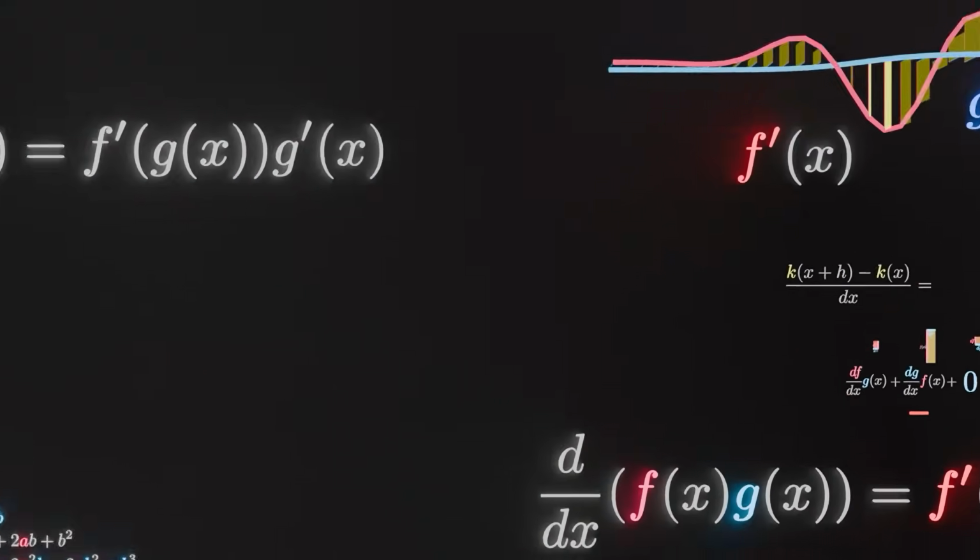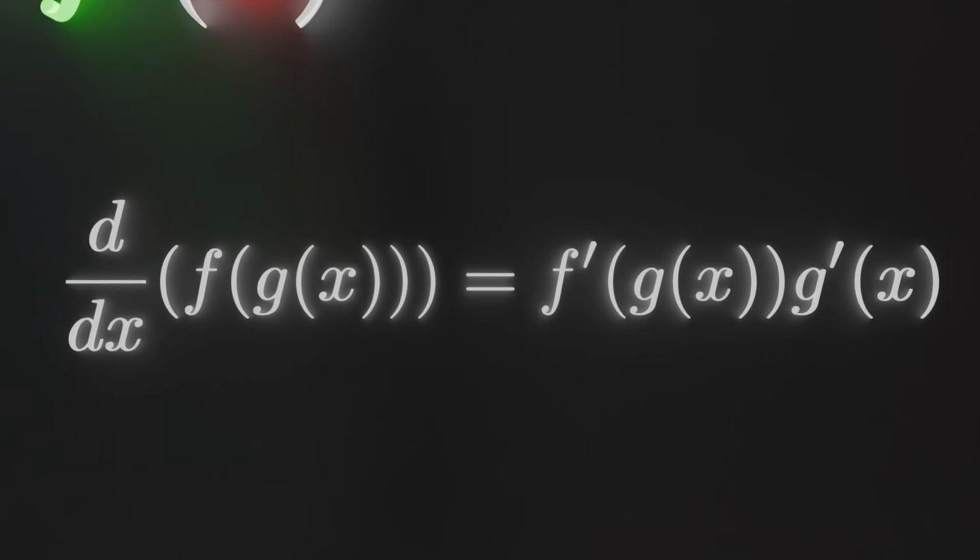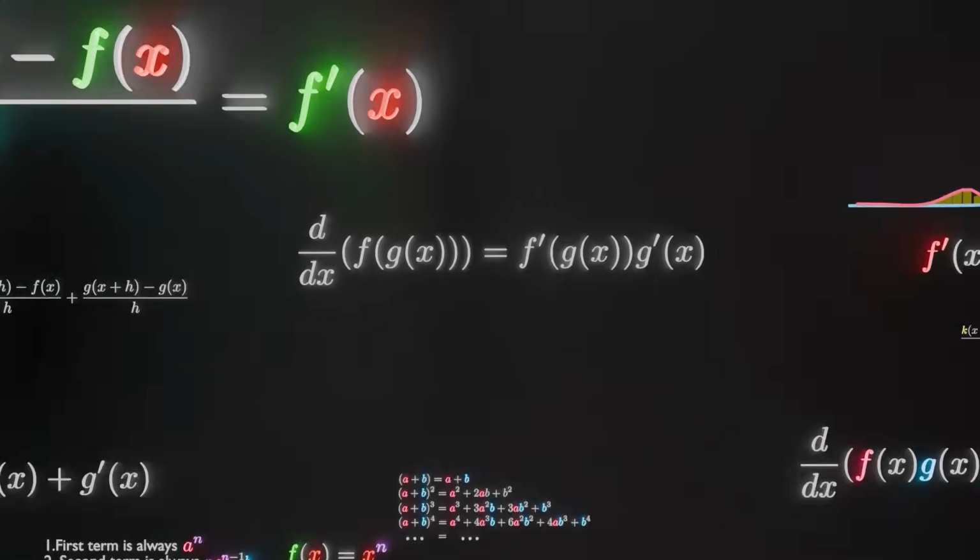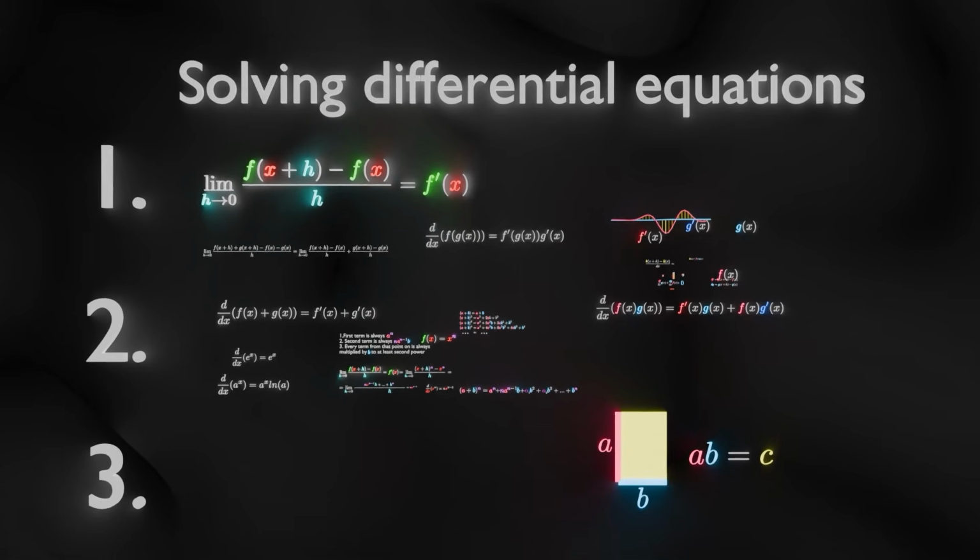Now, one last remaining thing is the chain rule. So what happens when we put a function inside of another function? But we'll leave that one for in a second, because first we should talk about the third category of solving derivatives, and that is guesswork.